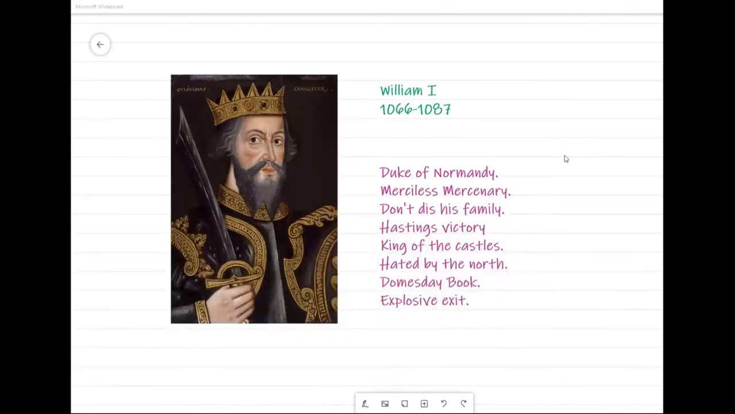Now, William isn't particularly well liked, as you can imagine. Can we have some ideas in the chat, please? Why would William not be very well liked by the people in England? I mean, he's quite popular in Normandy at this point, but why would the people of England not be too happy with William from what we've heard so far?